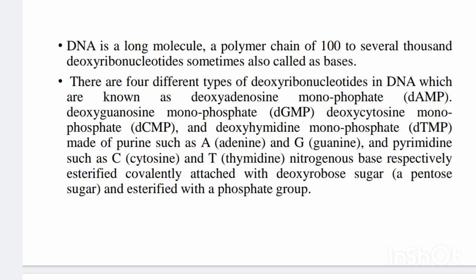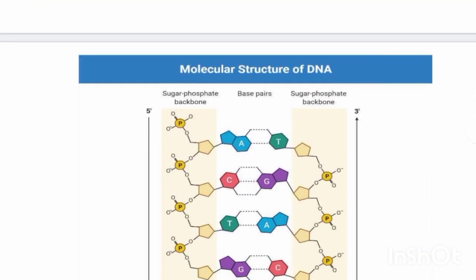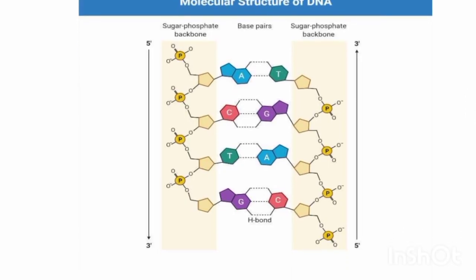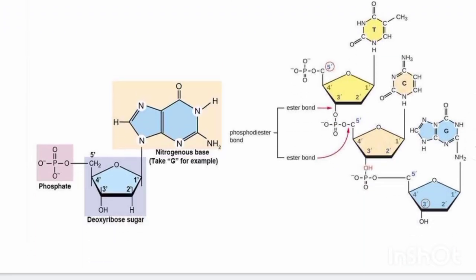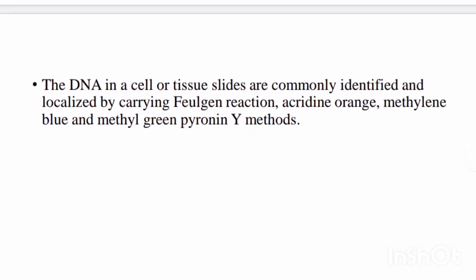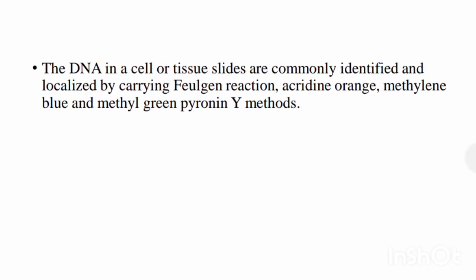nitrogen bases. These are covalently attached to the deoxyribose sugar, that is a pentose sugar, and esterified with the phosphate group. We can see the molecular structure of DNA, which consists of sugar phosphate backbones and base pairs. This is the chemical structure. So if we want to identify and localize the DNA in a cell or tissue, we use the Feulgen reaction.